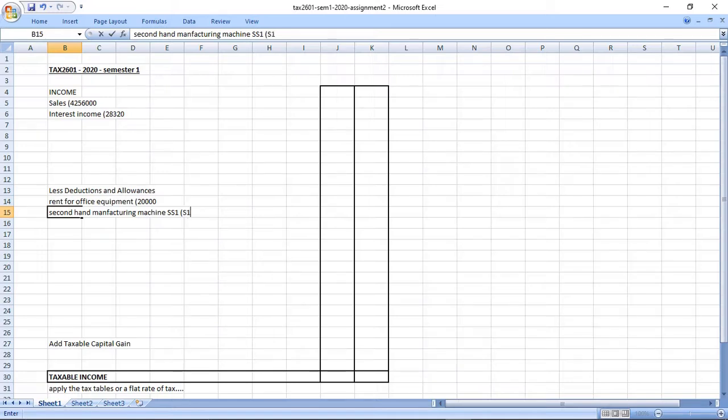So, second-hand manufacturing machine SS1, Section 12E deduction. It is good to impress the marker in terms of knowing which sections these are in terms of the rules. If you just say second-hand manufacturing machine deduction or allowance rather, you should still get the marks, but I'm not too sure how strict UNISA is in terms of their marking. It's always a good idea just to refer to what you're looking at here, in terms of 100% deduction.